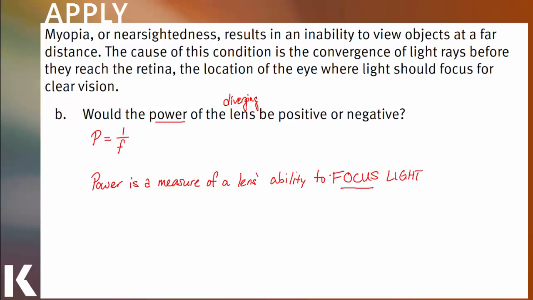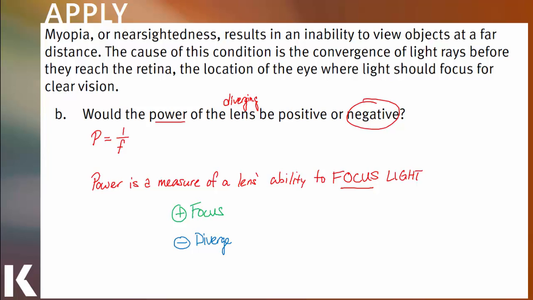Our lens in the previous question was not focusing light. In fact, it was diverging light. Therefore, our power will be negative. So this means that lenses with positive power focus light, while lenses with negative power diverge light.